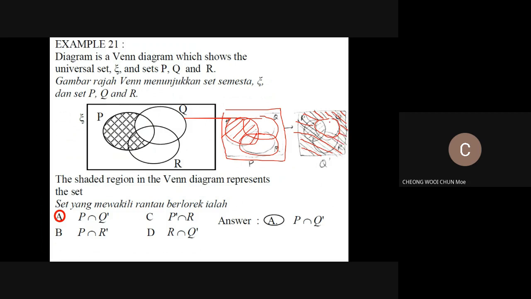So this is Q outside. Then these two intersect, touch together. The area they touch is this part. You see? This part and this part. So correct. So answer A.